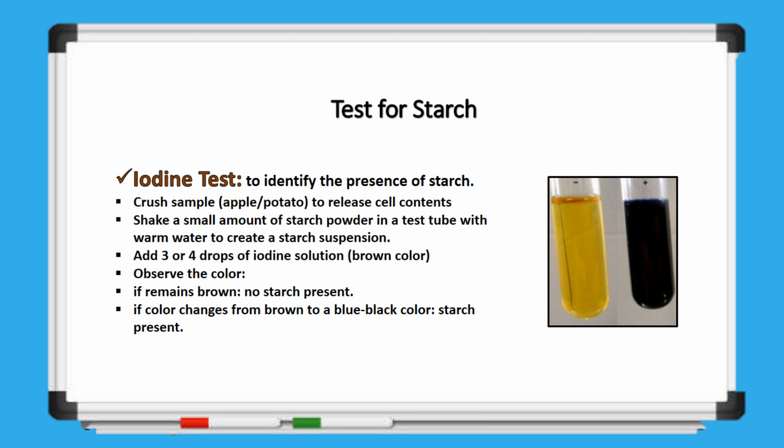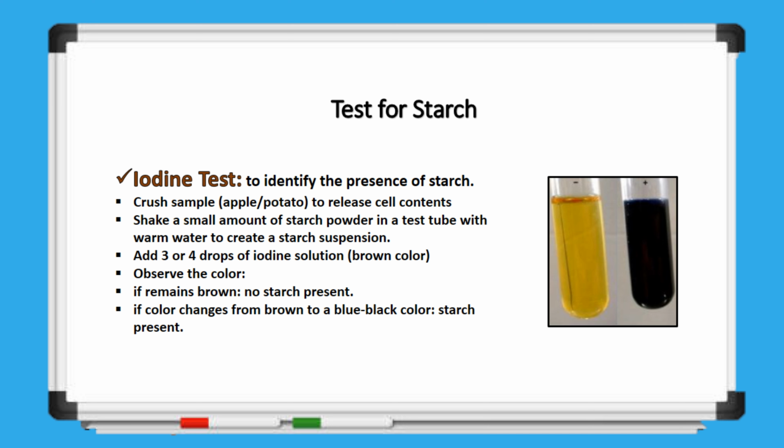We start by preparing our food sample. If we're using something like a potato or an apple, we need to crush or mash it. This process breaks open the plant cells and allows the iodine to come into contact with any starch that may be present. To set a reference, we also prepare a starch suspension. This is done by mixing a small amount of starch powder with warm water in a test tube and stirring it until it forms a smooth solution. This will serve as our positive control, showing us what a starch-positive result should look like.